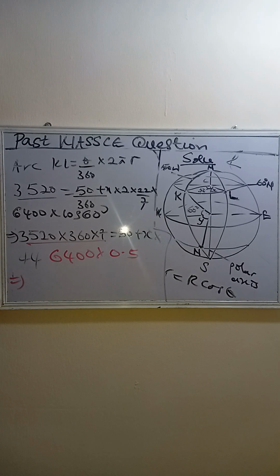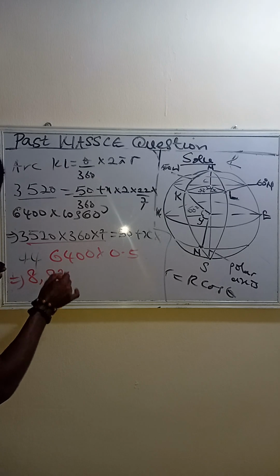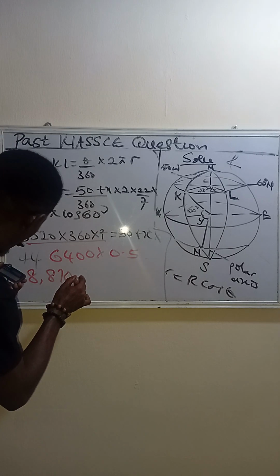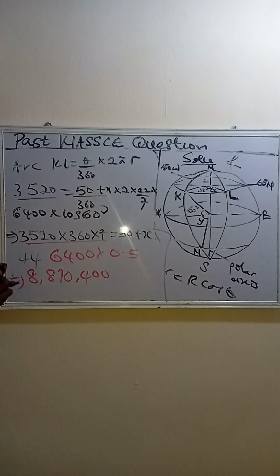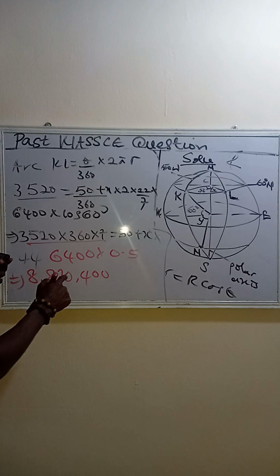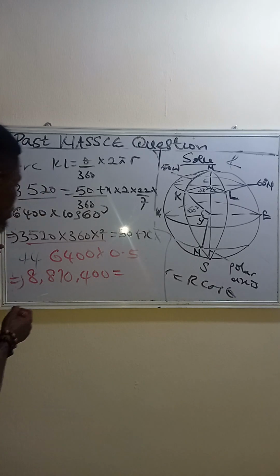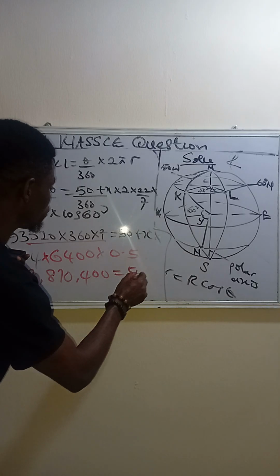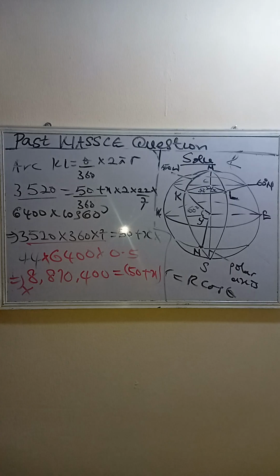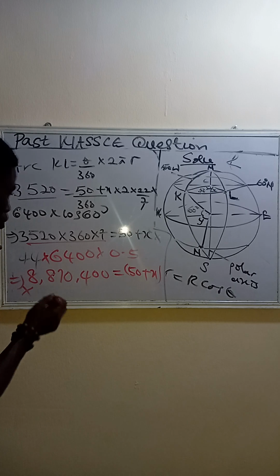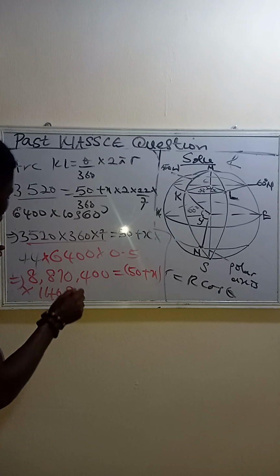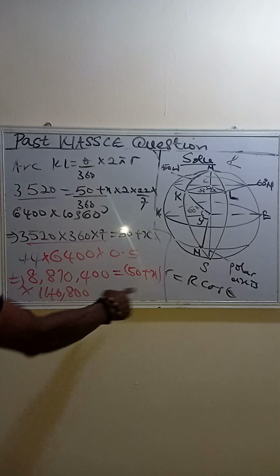So in this case, let's multiply this one together first and see what we are going to have. We have 3,520 times 360, then times 7, which is 8,870,400. Then let's multiply the other side. This one gives us 50 plus x, times 44 times 6,400 times 0.5, which gives us 140,800.